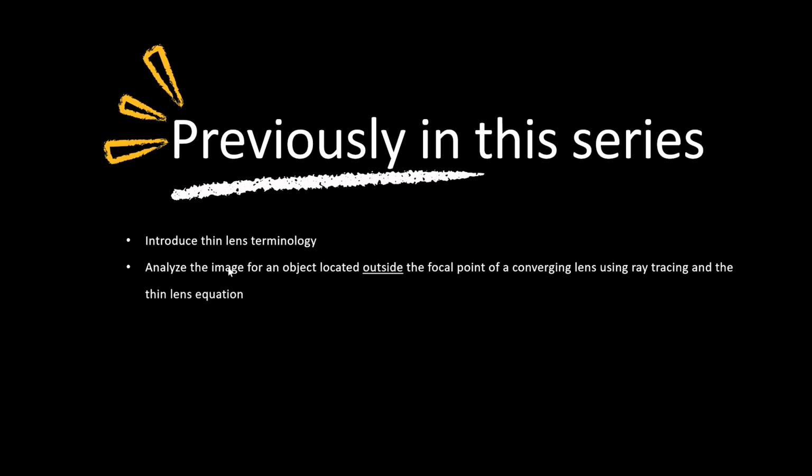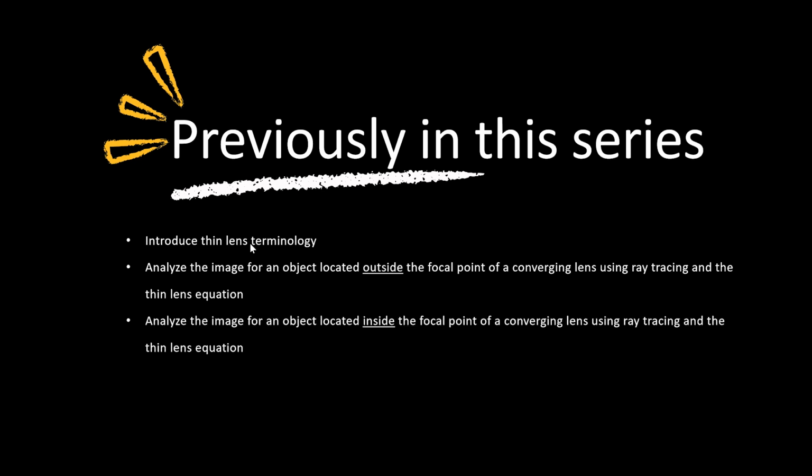So previously in this series, we introduced thin lens terminology and sign convention. We analyzed the image of an object as the object sat outside the focal point using ray tracing and the thin lens equation. We did the same when the object was inside the focal point. And we have, previous to this video, a couple of videos in which we solve problems with converging lenses and thin lens equations. So this video will also solve a couple of problems.